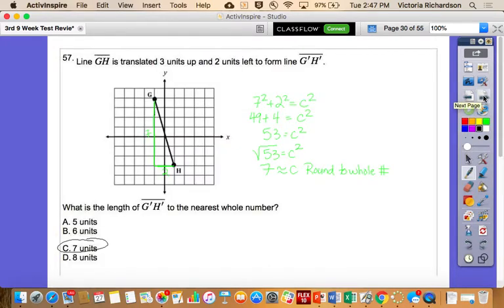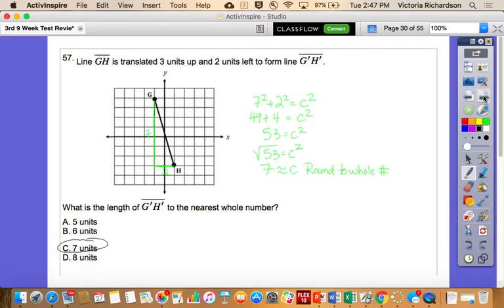57, line GH is translated 3 units up and 2 units to the left to form G prime H prime. It says, what is the length of G prime H prime to the nearest whole number? So this actually involves Pythagorean theorem, which we're not going to learn until next week.